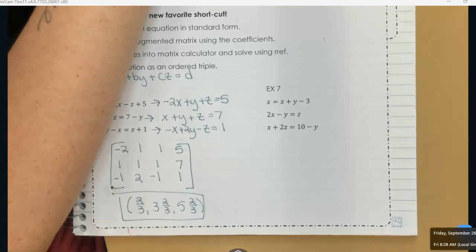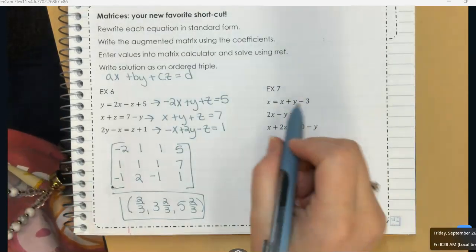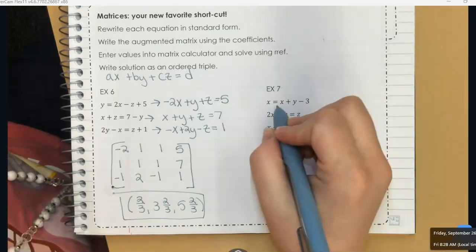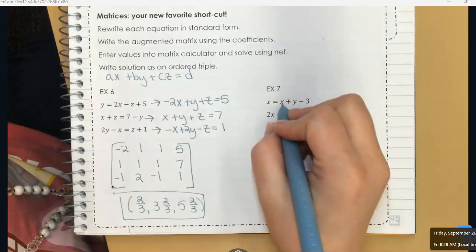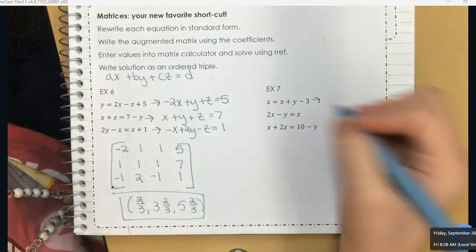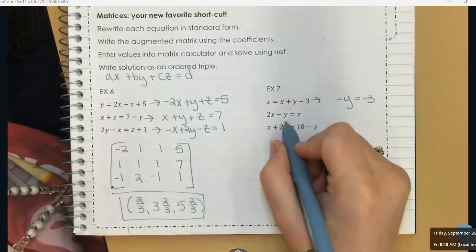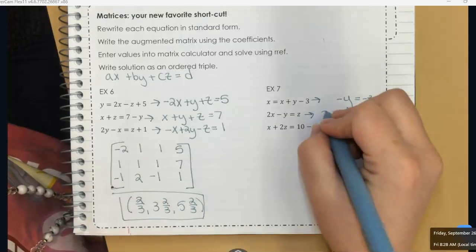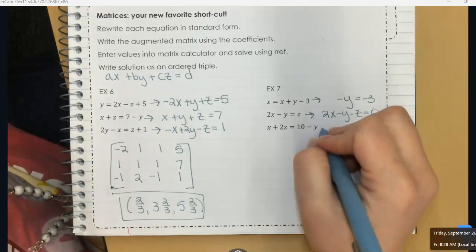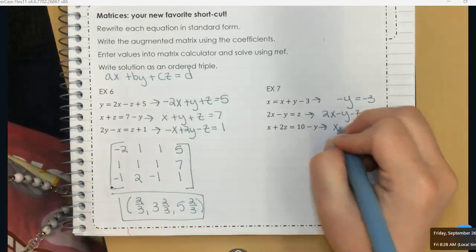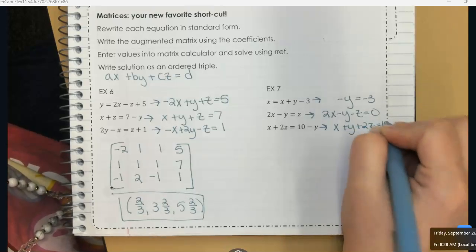All right, we are going to do one more. Again, we need to get everything in the same form, everything on the same side. So with this x here, I need to move x and I need to move y. So when I subtract x from x, it's going to cancel to 0. So all I'm going to have is negative y equals negative 3. On the next one, I move the z over and I get 2x minus y minus z equals 0 because there was nothing left over here. Then x, I need to move over the y. Then I have 2z equals 10.